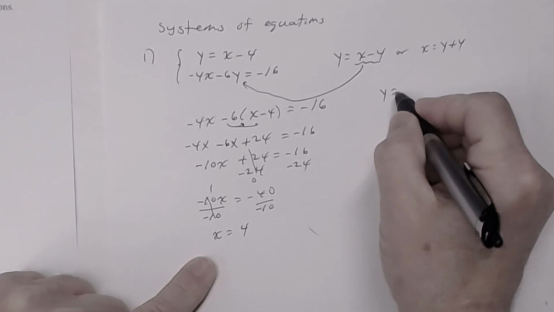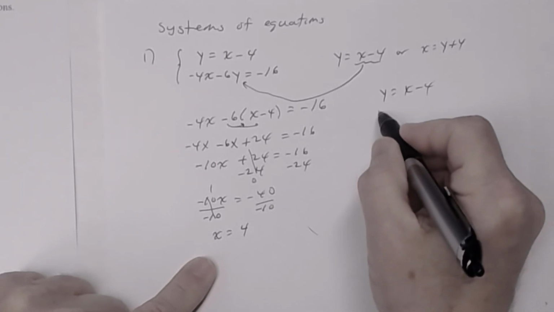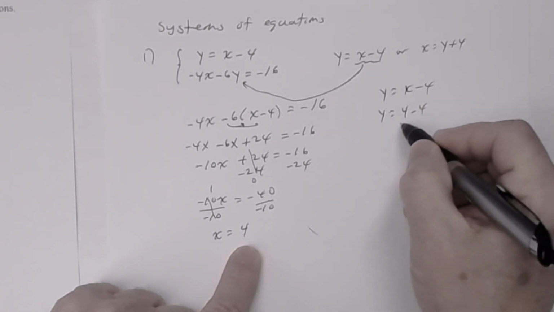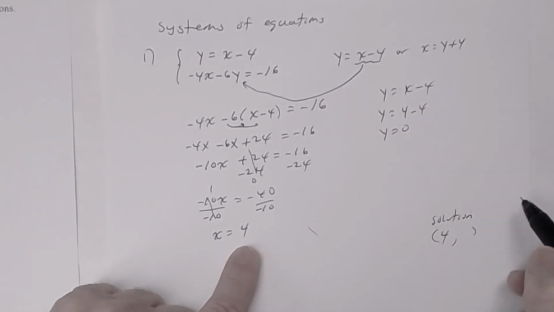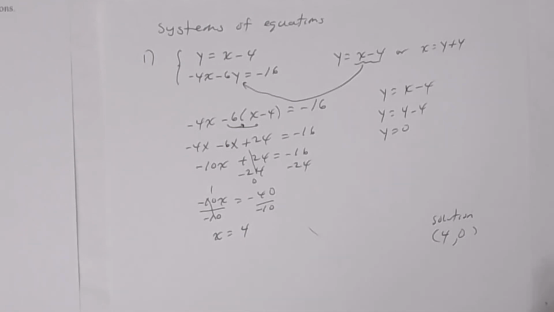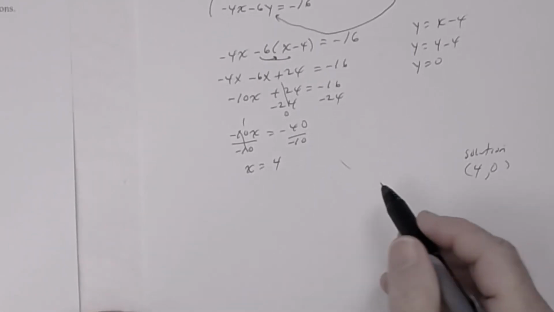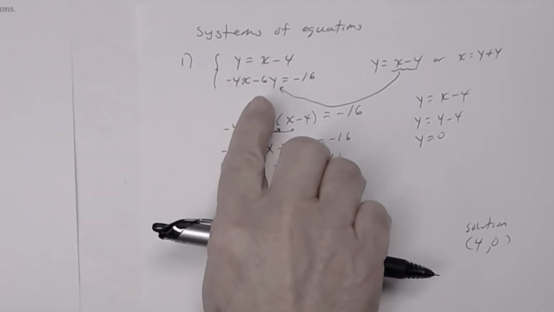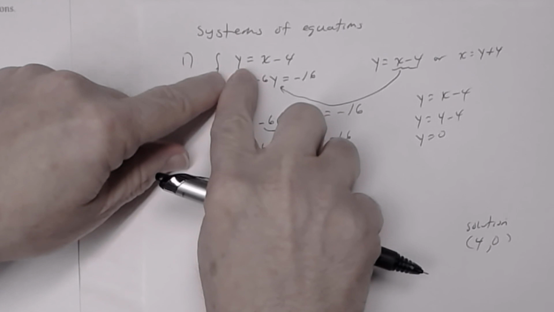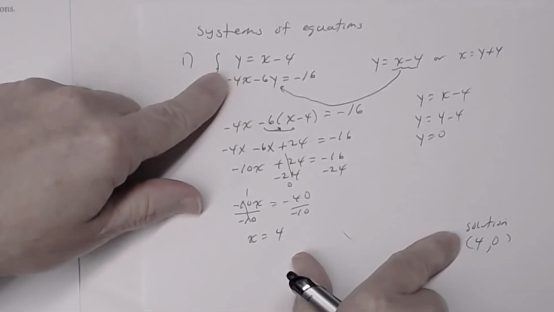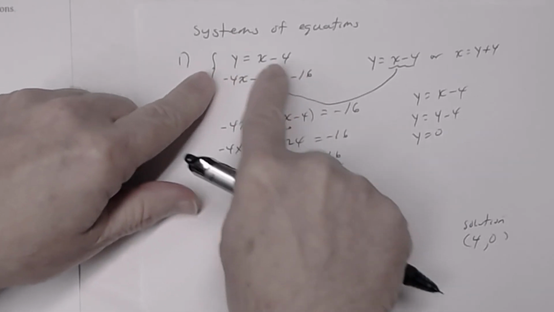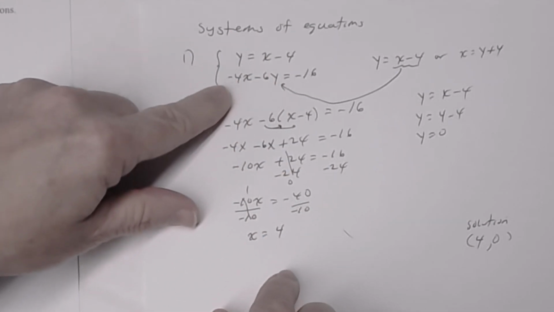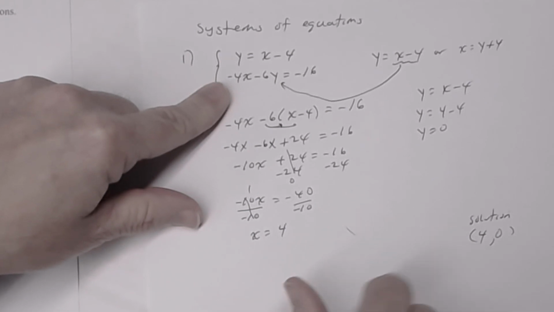So y equals x minus 4, and therefore y equals, remember x is 4, so 4 minus 4, which is 0. So there's your y. My solution is 4, 0, and you can check. You don't have to check, but you can check mentally, and then I'll write it out. Remember, the ordered pair is the x and y that make both equations true at the same time. If I were to graph those two lines, they would intersect at that point.